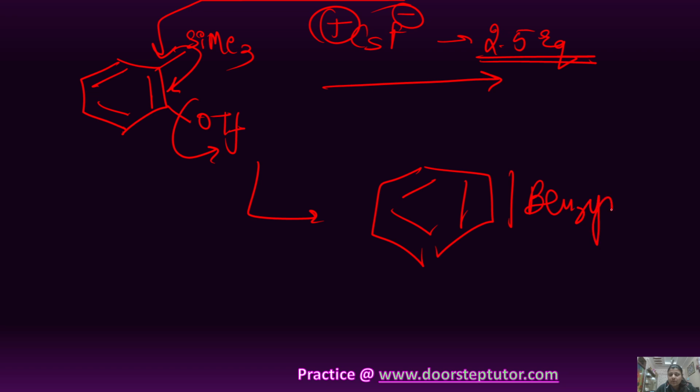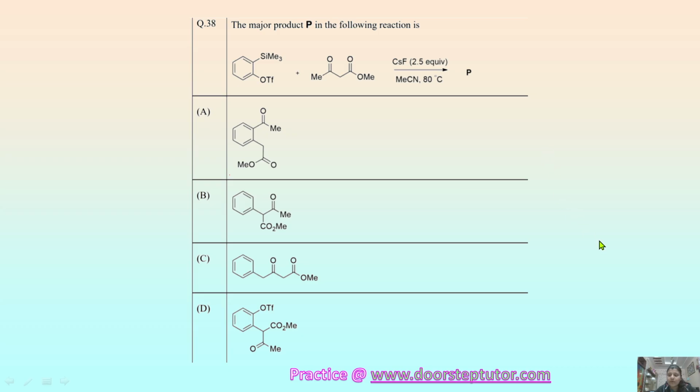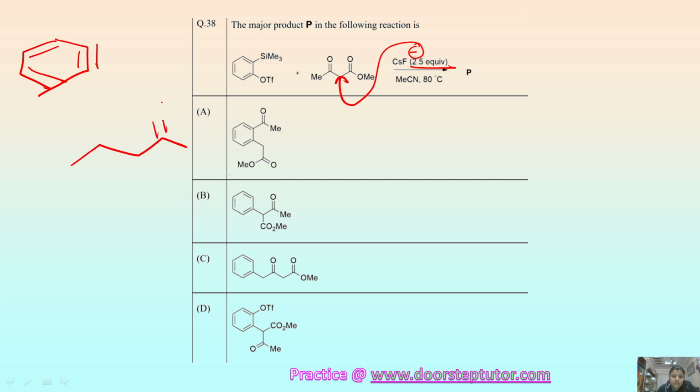So in this reaction, benzyne is the intermediate. CsF attacks here and there is a formation of benzyne. I have explained how the benzyne is forming, but we have 2.5 equivalents of CsF. One equivalent is utilized in the formation of benzyne and another is utilized in the abstraction of acidic hydrogen, and there is the formation of this particular product. We have OMe on one side and Me on another side.